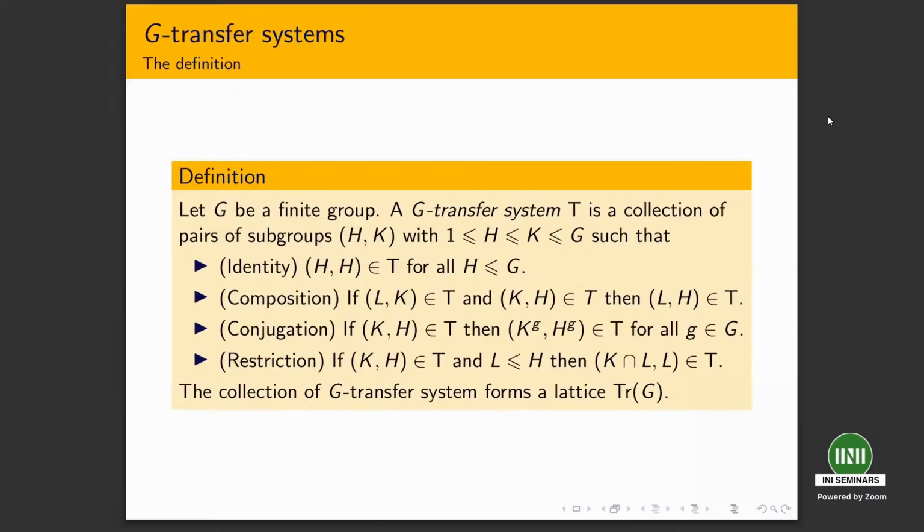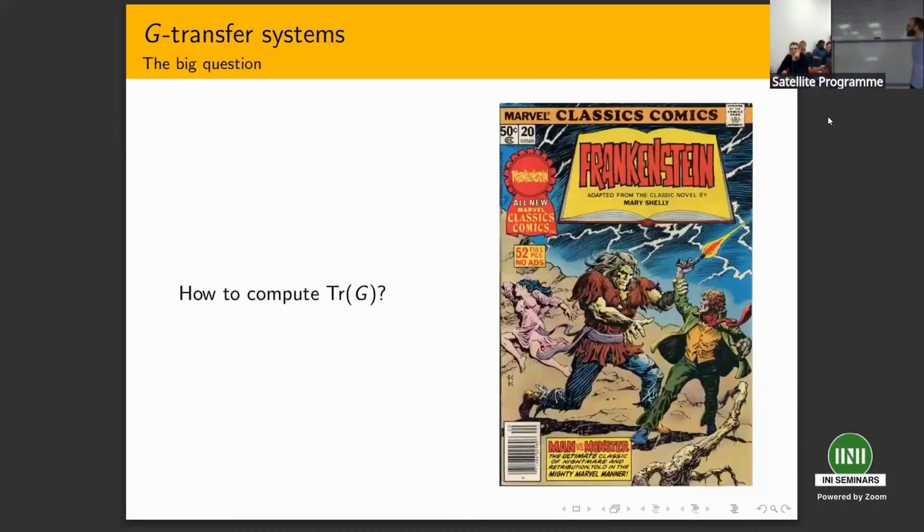So we've seen this definition a few times already. A G-transfer system: I pick a finite group G. I look at these intervals, so pairs of subgroups H, K, and I ask that I have all the identity pairs. I'm going to write mine as pairs throughout this talk. I can compose the pairs. We have this restriction rule that's been mentioned a few times. And I very seriously do want to consider conjugation today. A lot of the talks have considered abelian groups, but what I'm going to say works in full generality.